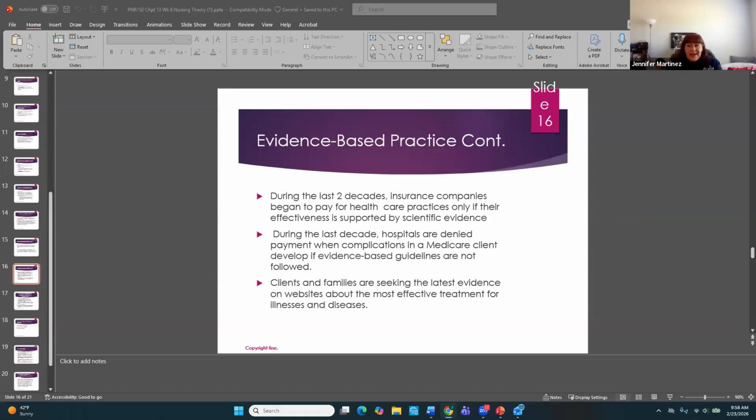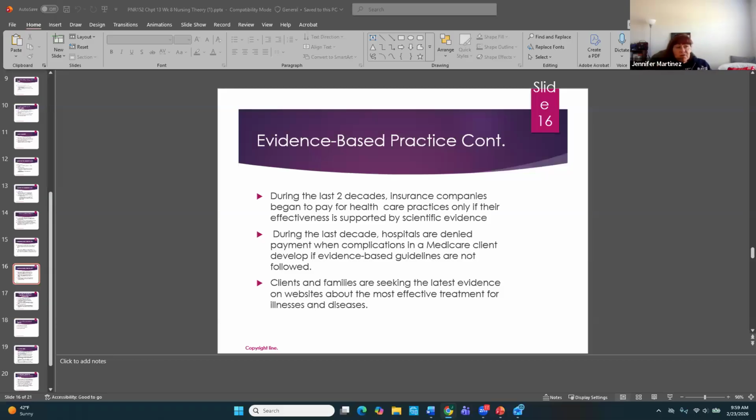During the last 2 decades, insurance companies began to pay for healthcare practices only if their effectiveness is supported by scientific evidence, right? So FDA approval is part of this. It can't be experimental in a lot of cases, right? Insurance isn't going to cover it unless it is supported by scientific evidence.